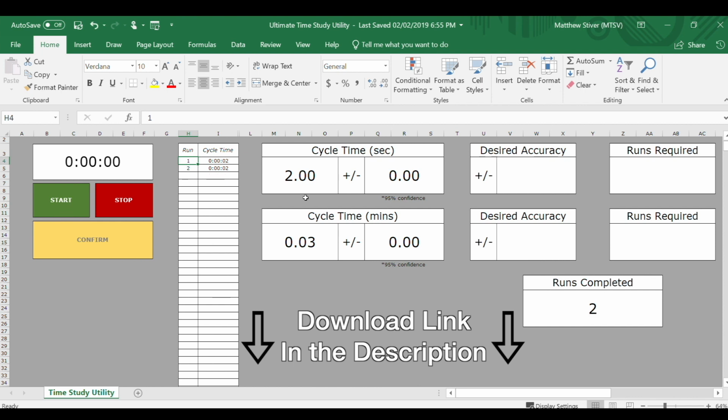Right now, we have two measurements that are exactly on at 2 seconds. Our standard deviation is zero. We have fairly, I'll say, good confidence, although we only have two runs. I'd recommend, obviously, collecting a larger sample size before even looking at this data.